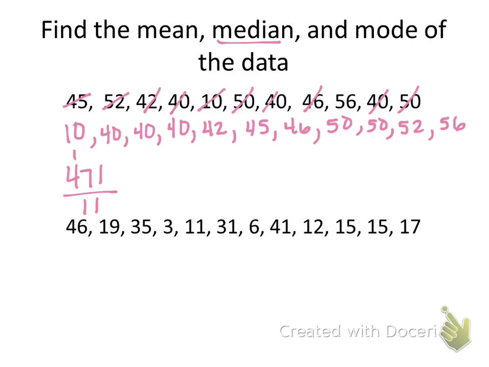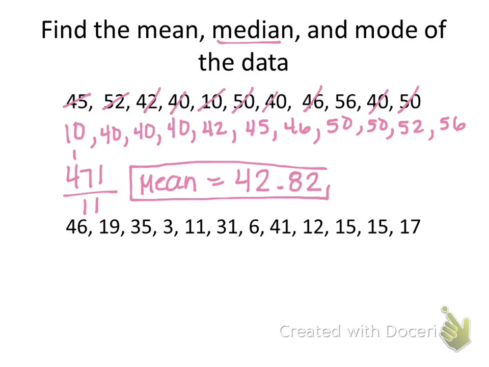Anytime you get a mean or an average, most likely you are going to have a decimal answer, and that is okay. Leave it as a decimal. Do not round to the nearest whole number. I want you to round to the nearest hundredth.